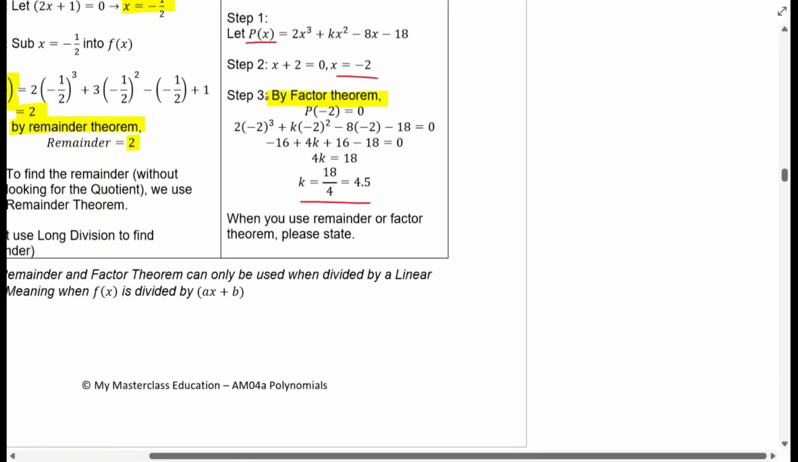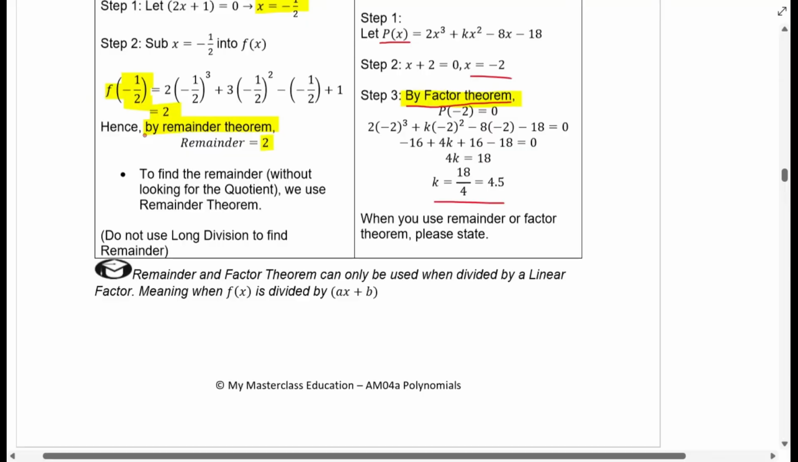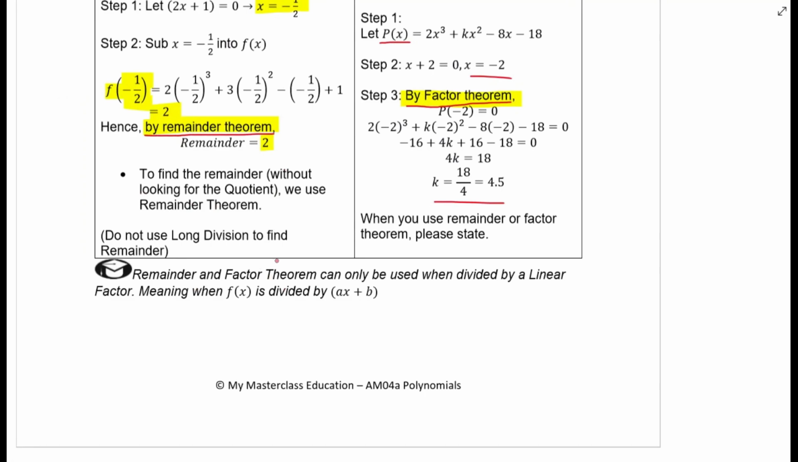Something to note when you are doing remainder or factor theorem questions is that when you are using either of the theorems, please state which one you are using. So in this case, you have to write by factor theorem, and in the previous example, you have to state by remainder theorem. Another thing is that remainder and factor theorem can only be used when divided by a linear factor, so anything that is ax plus b. It can't be a quadratic factor, anything with x squared or x cubed or whatever in it.